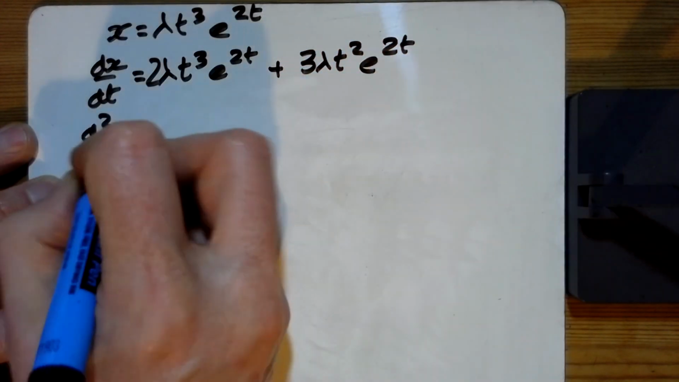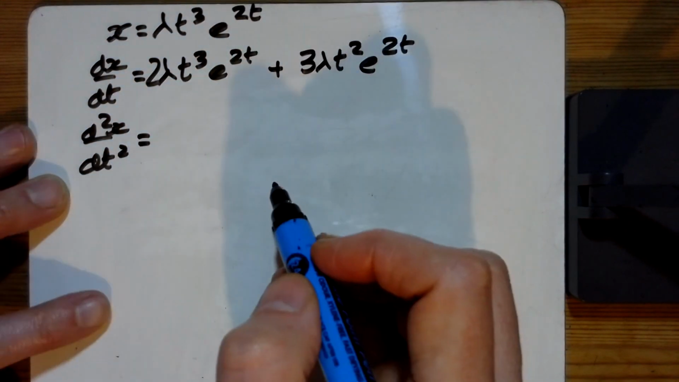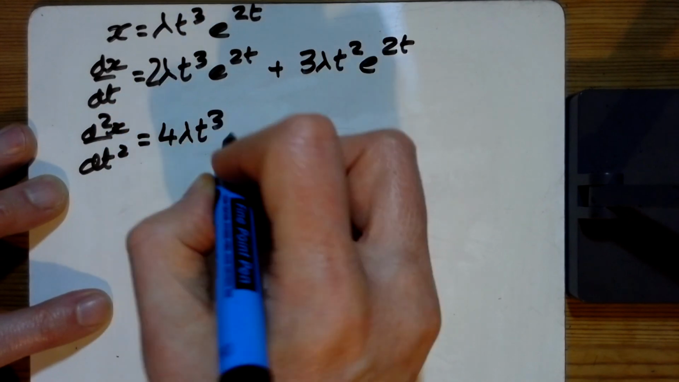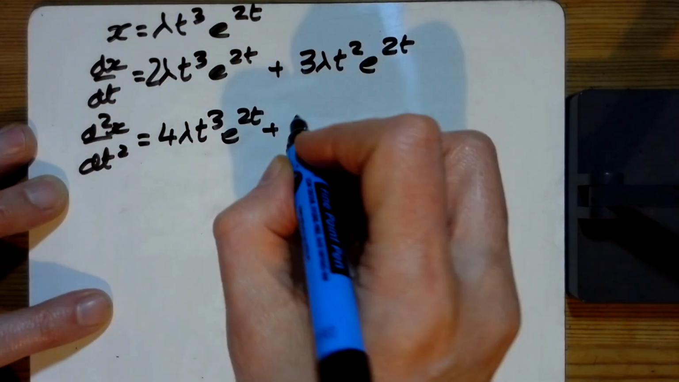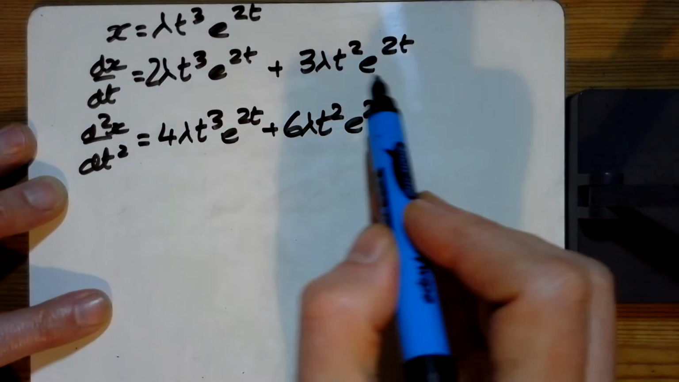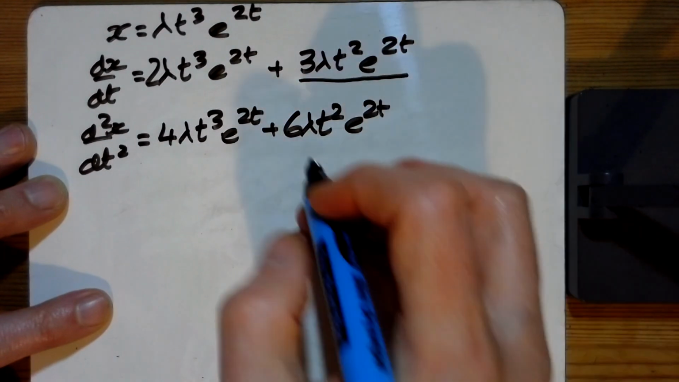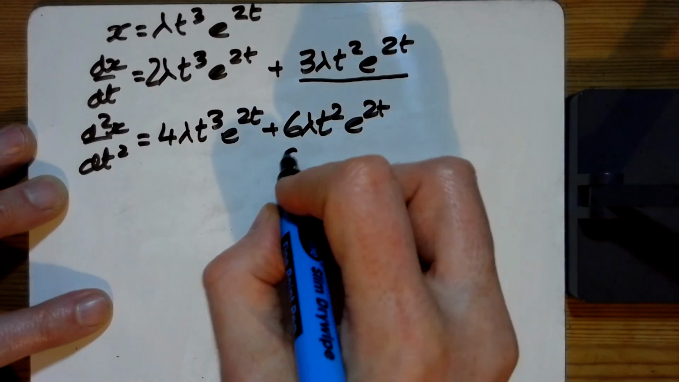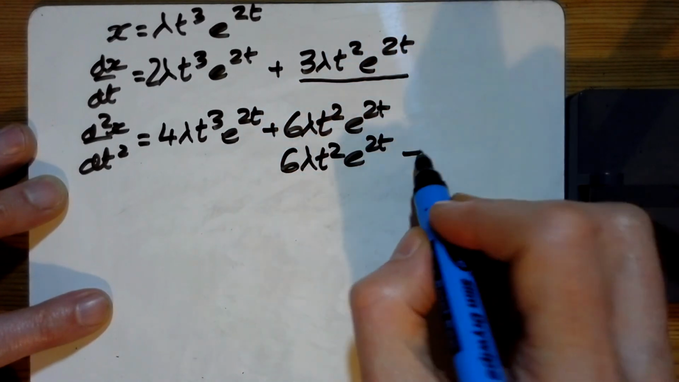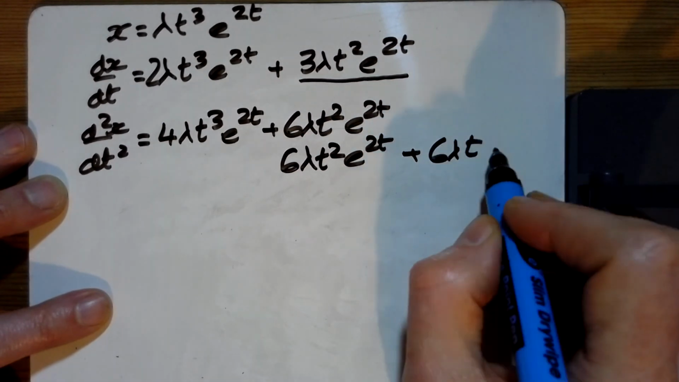Got to differentiate it again. So now this is just what we just differentiated there, but with a 2 in front of it. So this is going to be 4 lambda t cubed e to the 2t plus 6 lambda t squared e to the 2t. All I did was write that timesing it all by 2. But I've also got to do a product rule for this bit here as well, haven't I? So differentiating the second bit there just brings the 2 down. So I'd get that. And differentiating the first bit, that's now going to give me 6 lambda t e to the 2t.